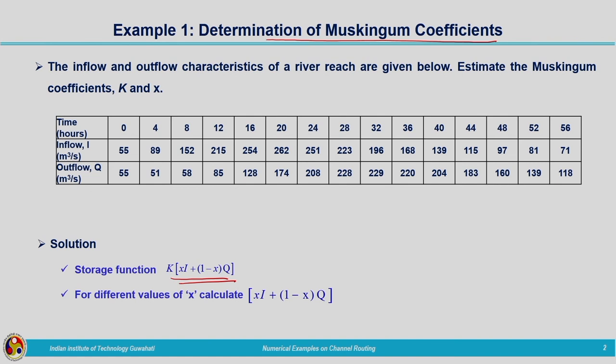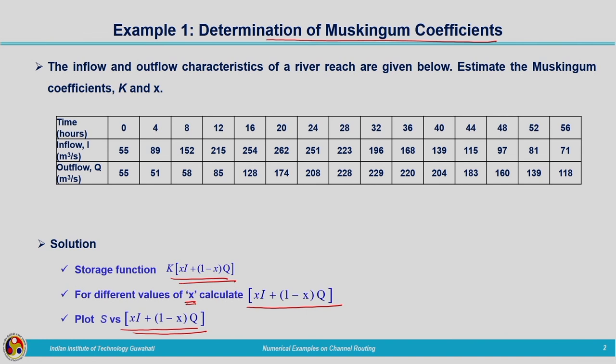What we will be doing is assuming certain values of x and calculating x I plus (1 minus x) Q. Already we know the range of the value of x: it can vary from 0 to 0.5. For different values of x, we will calculate the quantity x I plus (1 minus x) Q. After that, we will plot the curve of storage versus x I plus (1 minus x) Q. If the value of x is known, then we can calculate that factor, and the storage can be calculated from the given data by making use of the continuity equation. After calculating the storage and this quantity, we will plot a graph of S versus x I plus (1 minus x) Q.